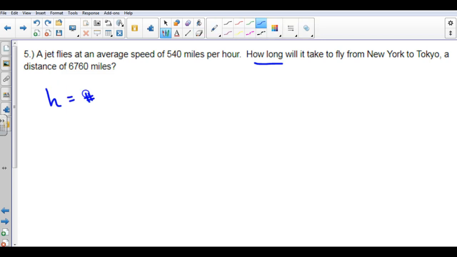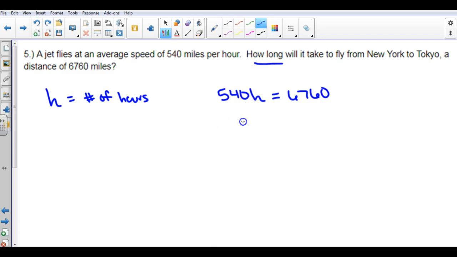So if I look at 1 hour, I would say that is 540 times 1. If it's 2 hours, I'd be doing 540 times 2, and so on. So in this case, I want to know how many of these hours is it going to take before I can get to a total of 6,760 miles. So what it ends up being is just a division problem, really. But again, the first part of that problem is really just figuring out what your variable is that you're going to use and how you're going to set up the equation.